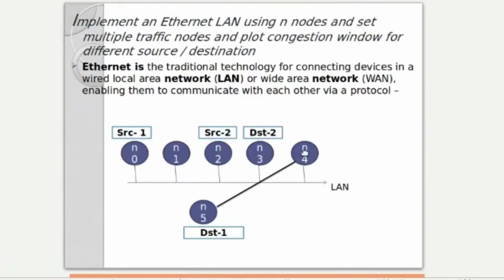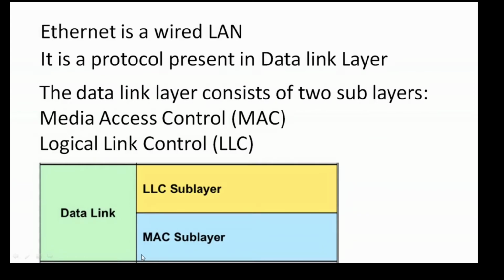Next we have to plot the congestion window. These are the things we need to do. Another thing is, for Ethernet LAN we have to set two variables, that is local link layer and MAC link layer. These two are very important. We have to set them to use the Ethernet LAN. We have to set them also in the program.